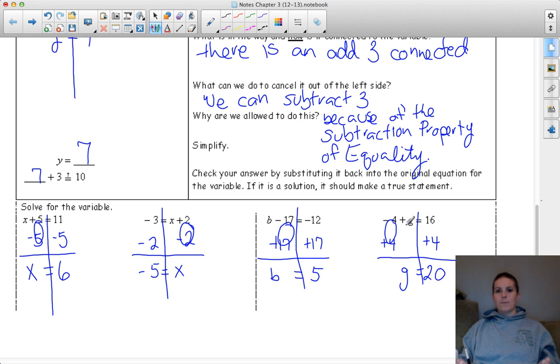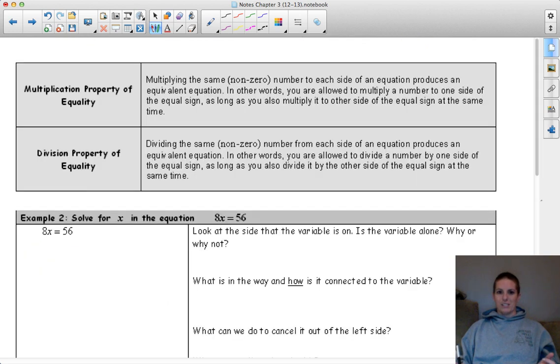It's not about what's happening in the problem. It's about what the number is and how to make it into that 0 in the case of addition or subtraction, that additive inverse number. Let's go to the next page. Now we're going to talk about the multiplication property of equality.